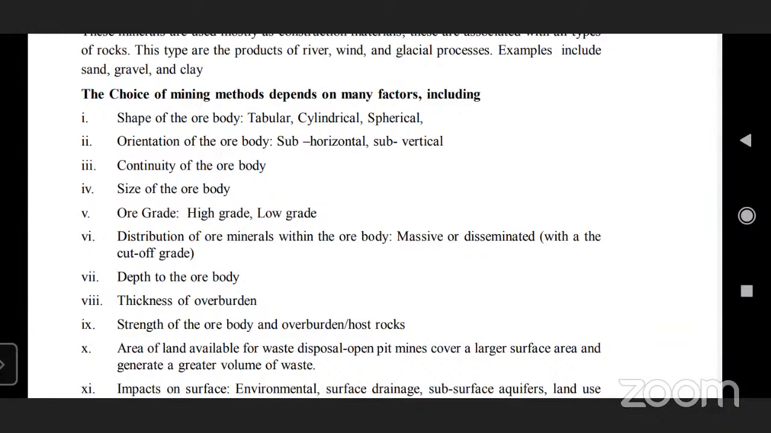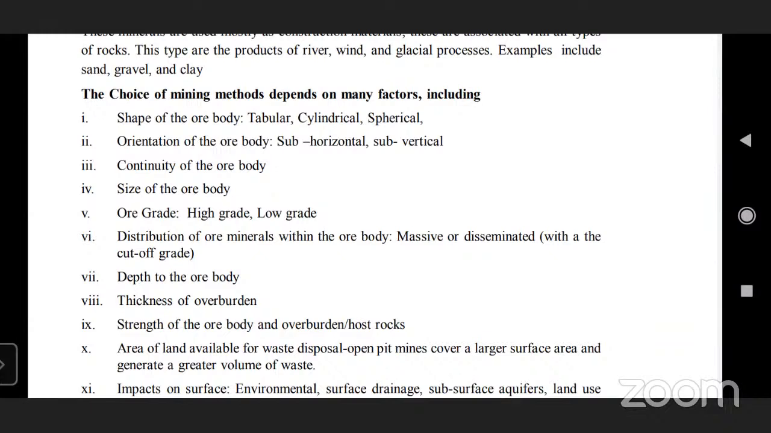And the depth of the ore body. What is the depth of the ore body? At what depth from the earth's surface will the mineral deposit be available? And the thickness of overburden. For example, if we reach the ore body at a depth of 50 meters, then 0 to 50 meters is the overburden. So what is the thickness of overburden? Is it a few meters to 100 meters?